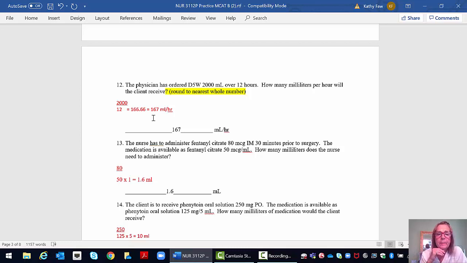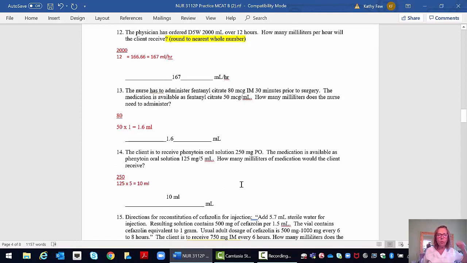166.666, whatever. But we know anything greater than 5, and it's telling us right here, round to the nearest whole number. We need to go ahead and round up because it is greater than 5. It's a 6, 6, 6, 6, 7, whatever. And it continues. So we're rounding to 167 mLs an hour. Okay, I hope all this is helping you and just giving you a little bit clearer definition of why we're doing what we do. So important.